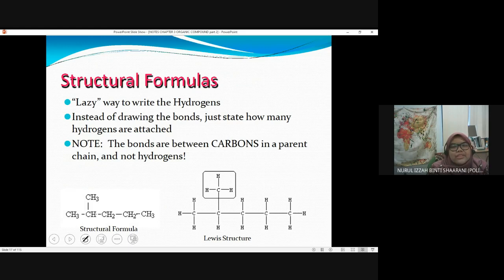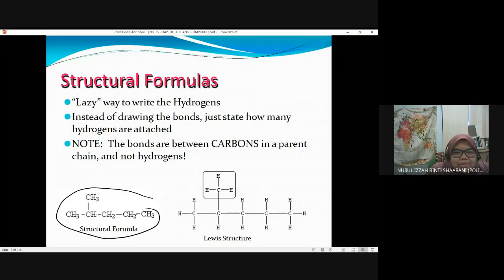So, this one, structure formula. Sama ada lazy way to write the hydrogen. Okay, so lazy way ni lah. Dan ada lagi satu, sekejap lagi saya tunjuk. So, instead of drawing the bonds, just state how many hydrogen are attached macam ni. Ataupun CH3, CH2, CH, ni CH3 lah. Ni satu je, CH2, CH3. Ni kalau dah pro, okay lah.